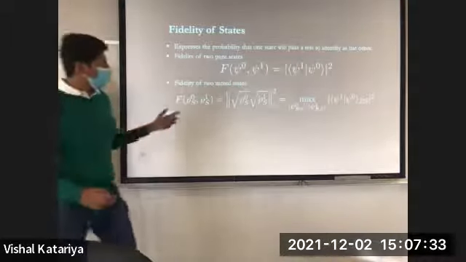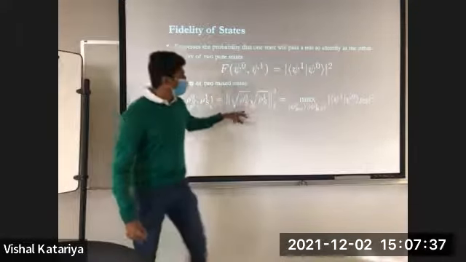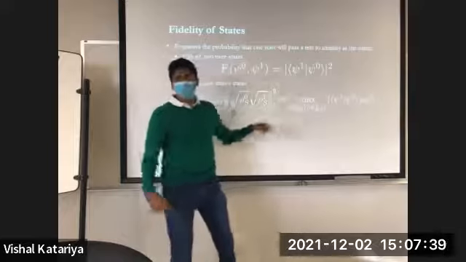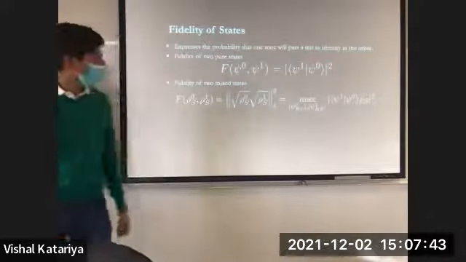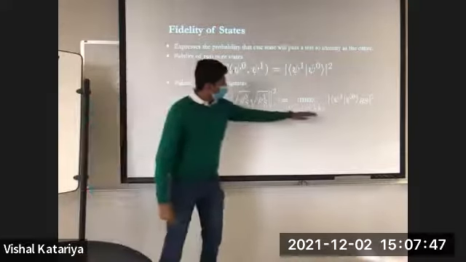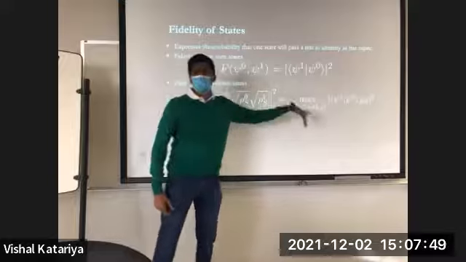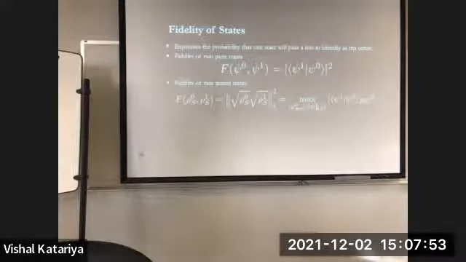A mixed state can be purified in the sense that if rho S0 is a mixed state, it can be purified to psi rho. When you trace out the reference system, you get back your real state. That's called a purification. So the fidelity of these two can be written as a maximization over all possible purifications of the overlap.